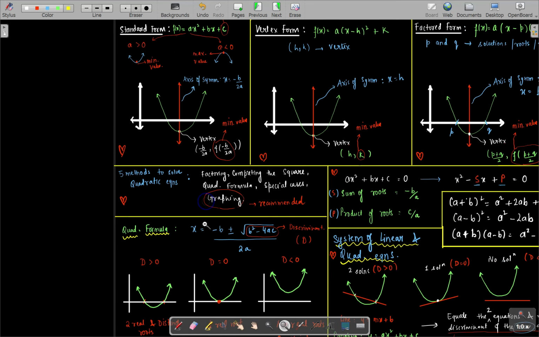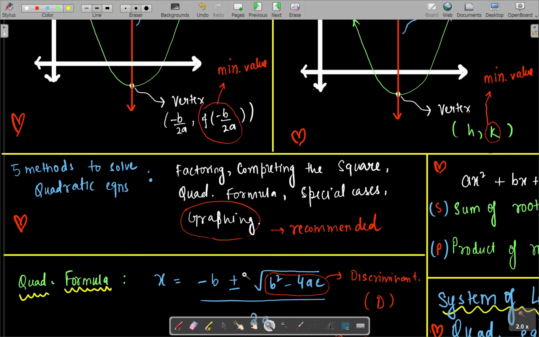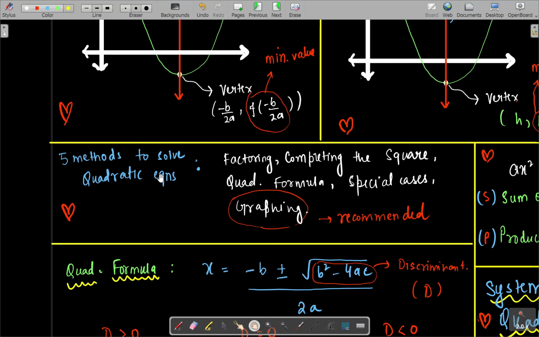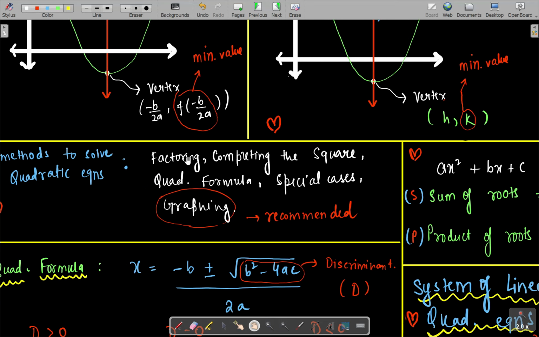Next is methods to solve a quadratic equation. So there are 5 methods to solve a quadratic equation. Method of factoring, completing the square, quadratic formula, special cases, and graphing. For SAT Math, the method of graphing is recommended because you'll have access to the graphing calculator. So you just have to plot the equation on DESMOS and you'll get the graph, and you just see at which points the graph is crossing the x-axis. Those will be the two solutions.